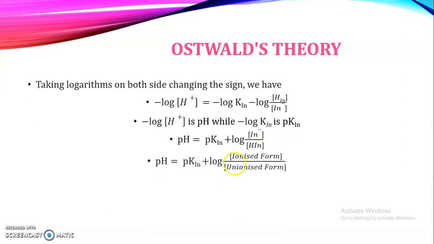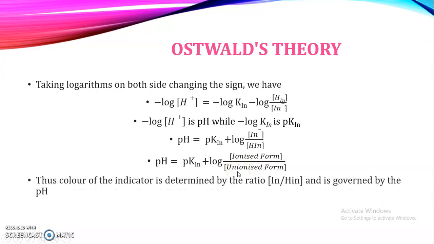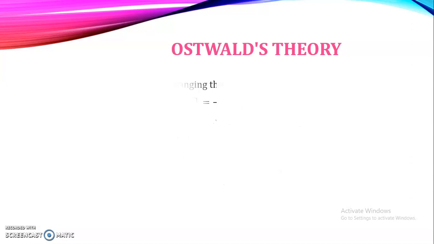So here In minus concentration is nothing but the ionized form of the indicator, while HIn is nothing but the unionized form of the indicator. Substituting these values, the final equation that we will get is pH is equal to pK_in plus log ionized form divided by unionized form. Thus, the color change of an indicator is determined by the ratio of ionized form to the unionized form, and it is governed by the pH.